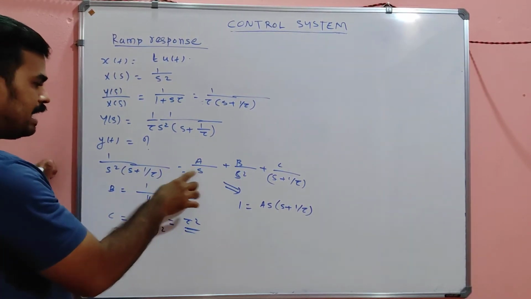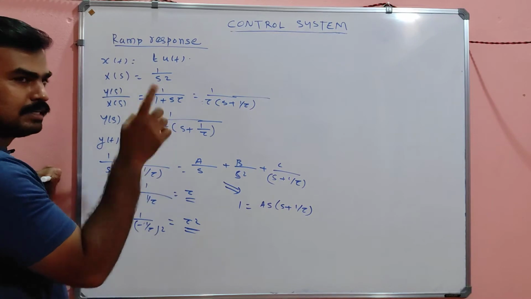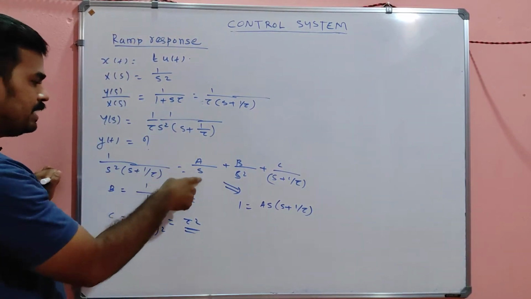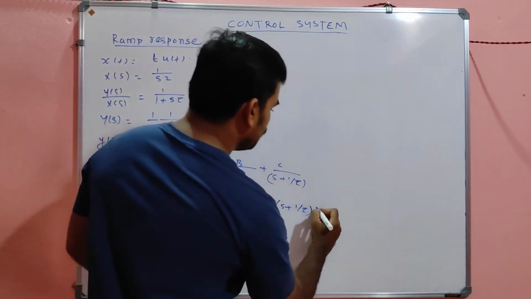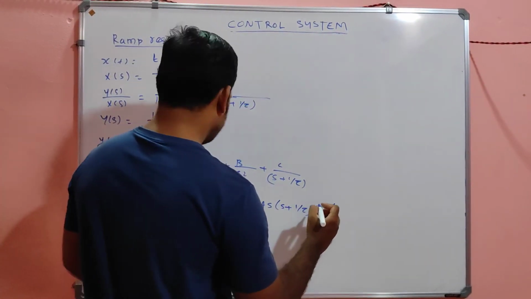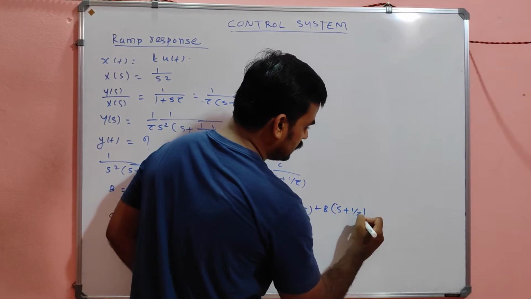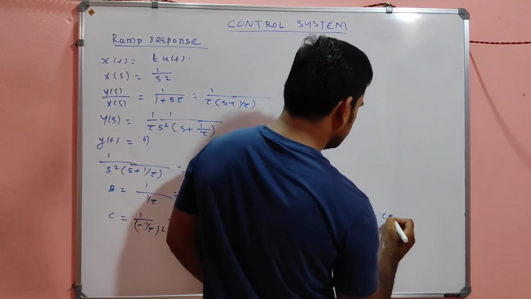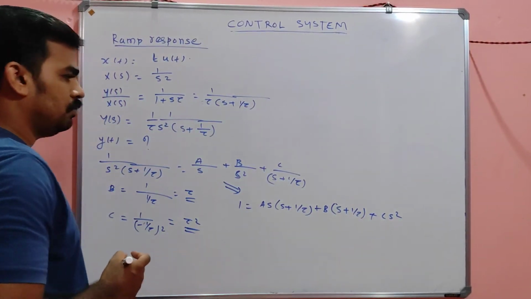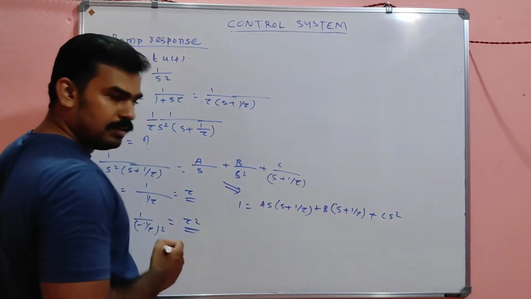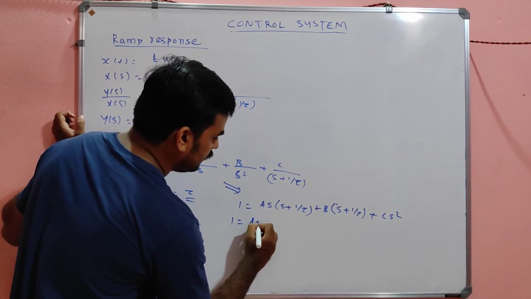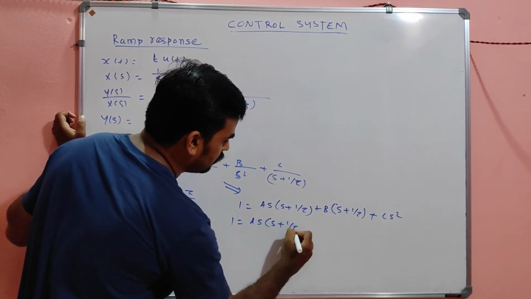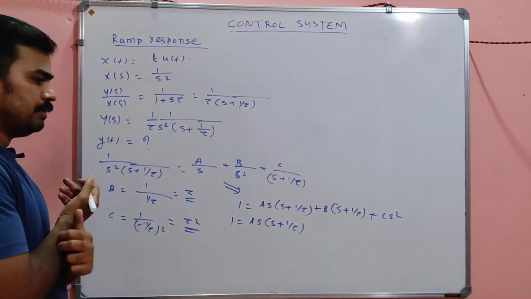So it will become what? A by s into s square plus s plus tau, which means A by s square into s, plus A by s into s square plus s plus 1 by tau, means simply A s into s plus 1 by tau plus B into s plus 1 by tau plus C into s square, correct now? C into s square equal to what? 1. So now you have 1 is equal to A s into s plus 1 by tau.